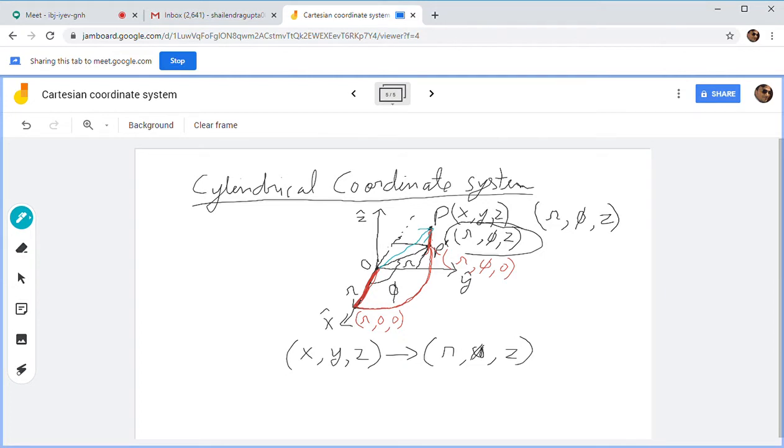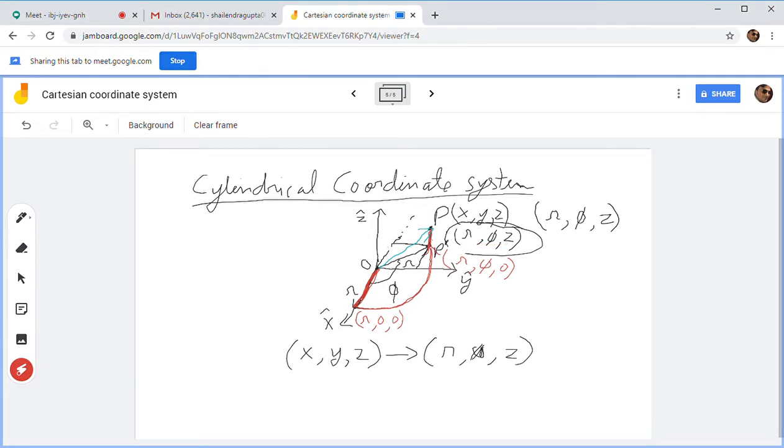In your exam papers you get very popular questions to shift the coordinate system. They give you a point in XYZ in the rectangular coordinate system. Then they ask you to convert this into the cylindrical coordinate system. What they are asking is to define this point P in R, phi, Z dimension.